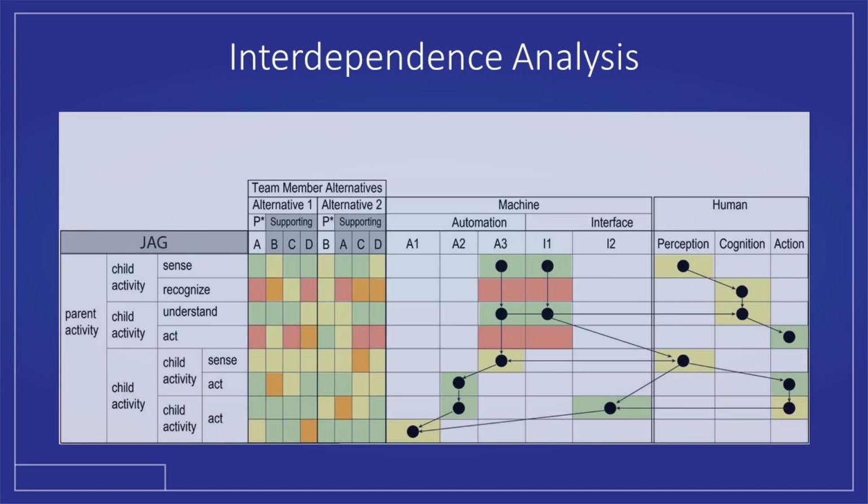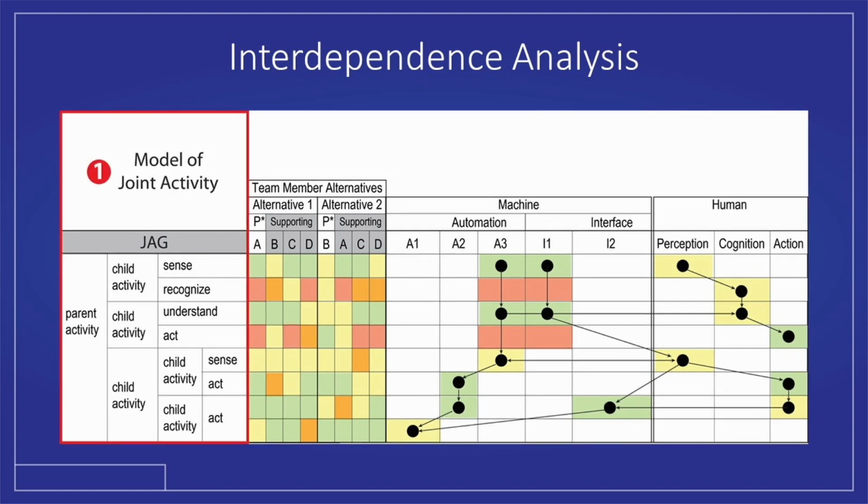So let's dive in. To help conduct interdependence analysis, or IA, we have developed a tool called the Interdependence Analysis table. The IA table has three main parts. The first section is a model of the work, or as we would say, the joint activity. I have a different video that covers joint activity and teamwork, but for now, thinking of it as the work will suffice. The second section is where we identify and assess the potential interdependencies.